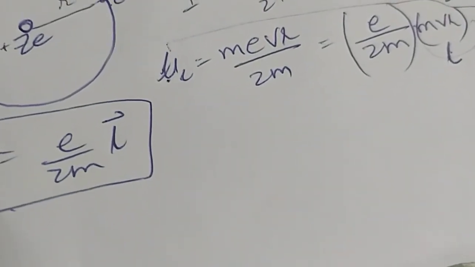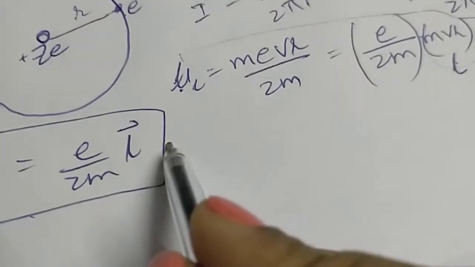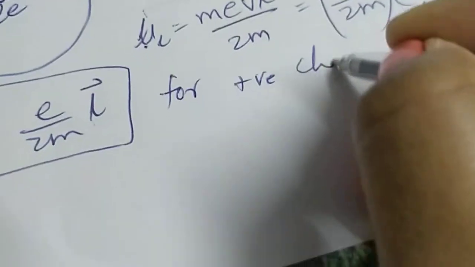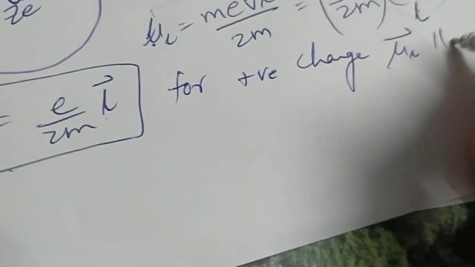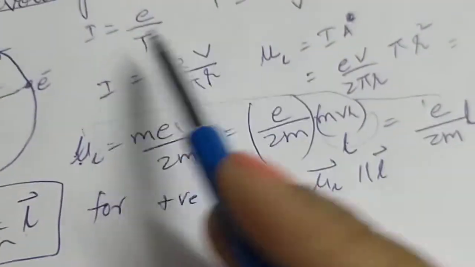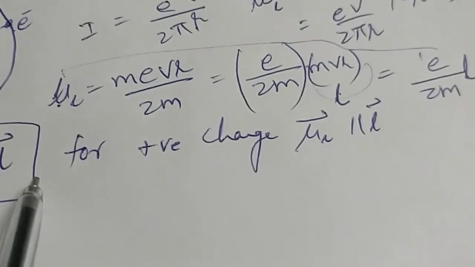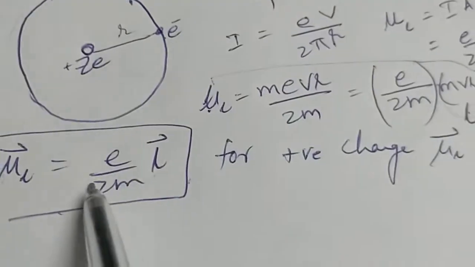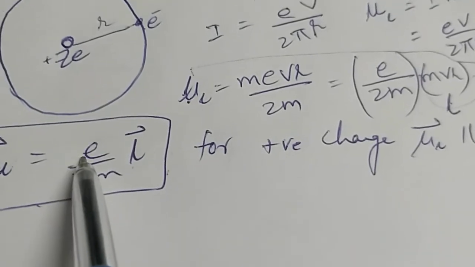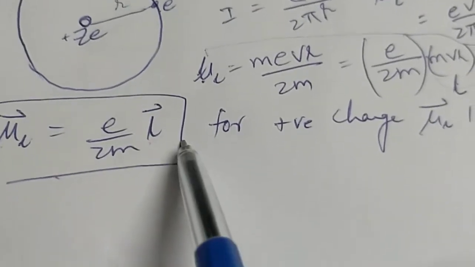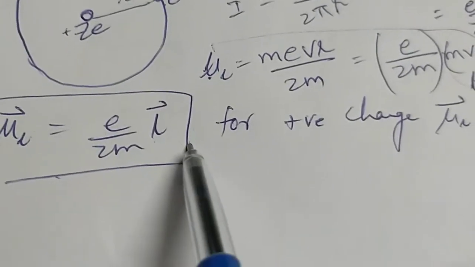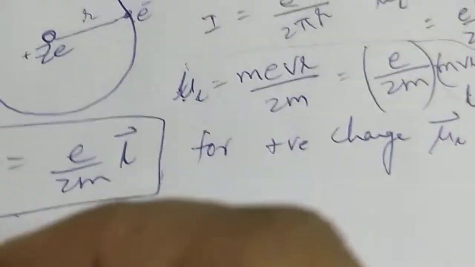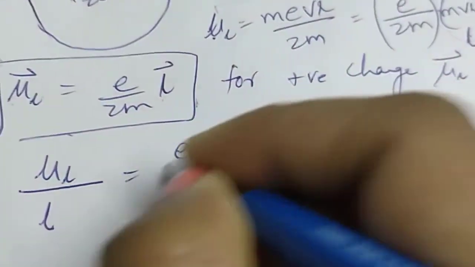This implies that for a positive charge, mu L is parallel to L. But for a negative charge, because I'll take minus e then, mu L is opposite to L. Here e is actually the charge of the electron, which is negative, so they are in opposite directions. If you take a positive charge like a proton, they both will be in the same direction, so you can take them as parallel.